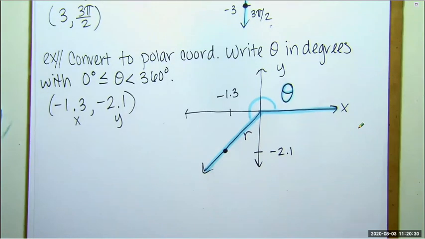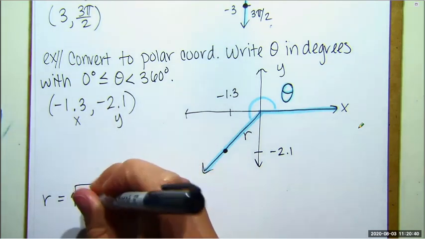Okay, our next step was if x was 0 or y was 0, then we visually find these things. That's not the case, so let's move right on. The next step was to find r. R is equal to the square root of x squared plus y squared.